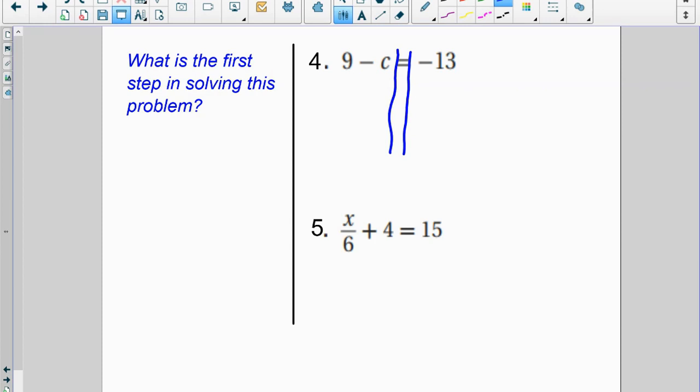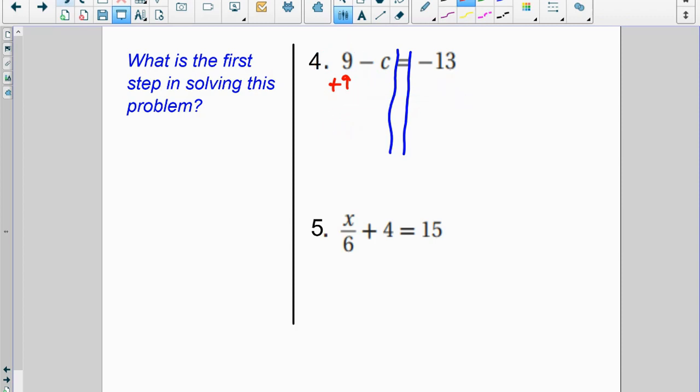Now this problem can be a little tricky because the temptation might be to see the subtraction and want to add 9 to both sides, like this. However, when you do that, what's 9 plus 9? Well, that's 18. Which, if we do this, is going to give us 18 minus c equals -4. And that doesn't help us try to get c by itself at all.